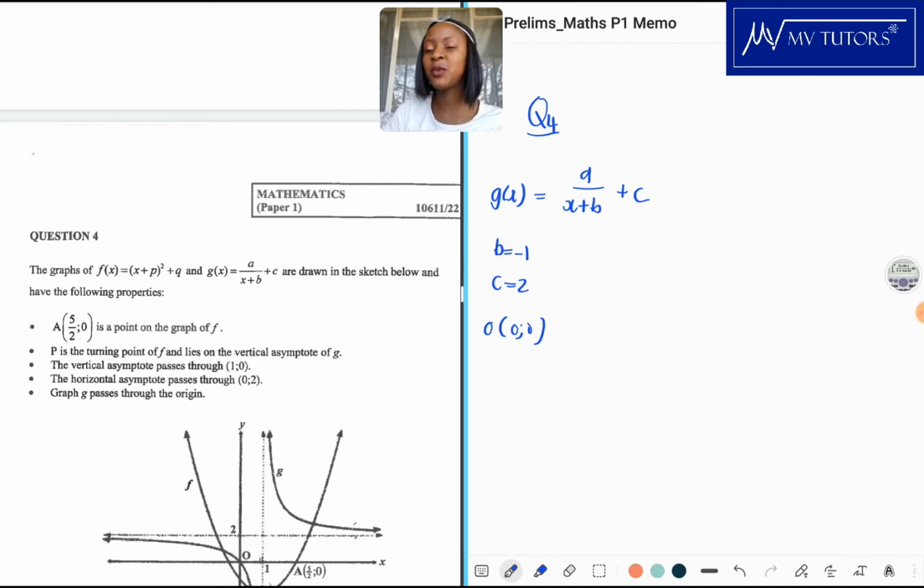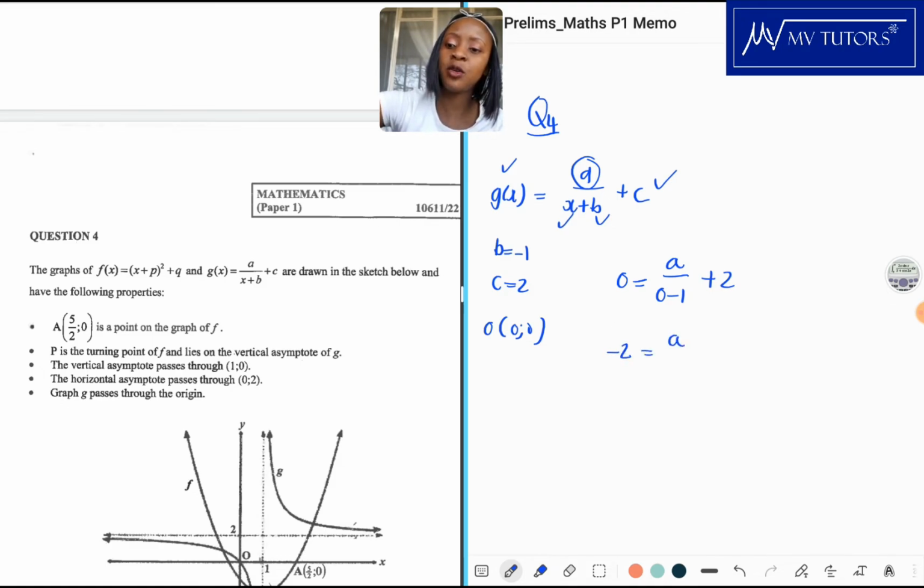Okay, so at the origin we have the coordinates 0, 0. So I can basically substitute everything. I'm going to put 0 for y and 0 for x. A is what? I don't know. I can substitute -1 for b and 2 for c. So let's write it down: 0 is equal to a over 0 minus 1, plus 2. If I take 2 to the other side, I have -2, equals a over -1, which is just -a. So negative a, so basically a is equal to 2.